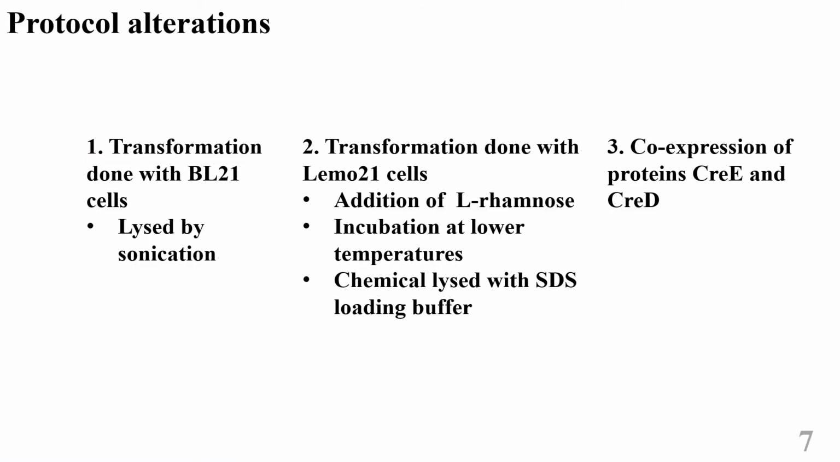There were alterations in our protocol to give us soluble protein. Initially, we did transformation with BL21 cells, which were lysed by sonication, but that did not give us any soluble protein. We then moved on to LEMO21 cells with a lower temperature of incubation and with the addition of L-rhamnose, which slows down transcription to give the proteins time to fold properly, where proper folding of the protein allows them to be soluble. None of this gave us soluble protein, so we thought that the proteins CreE and CreD may be codependent and moved on to trying to insert them into the same plasmid.